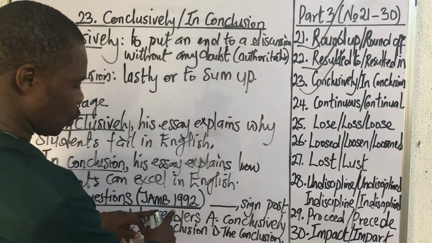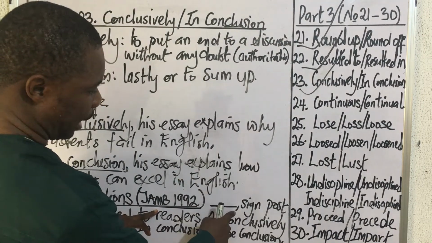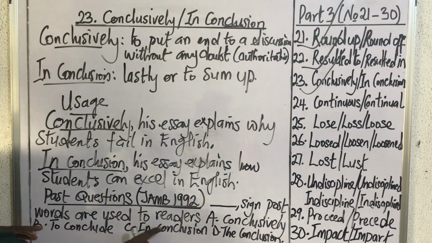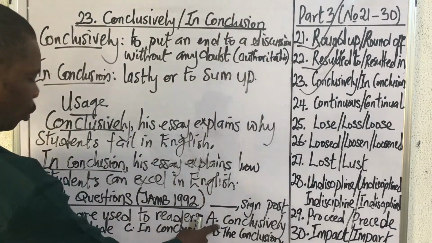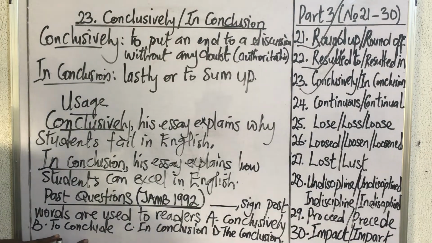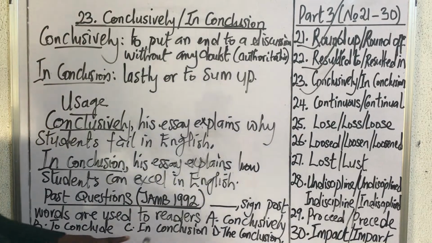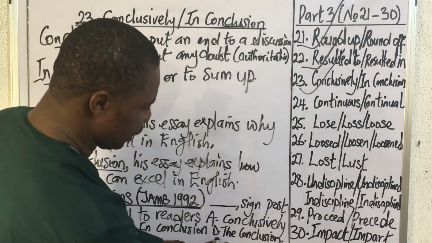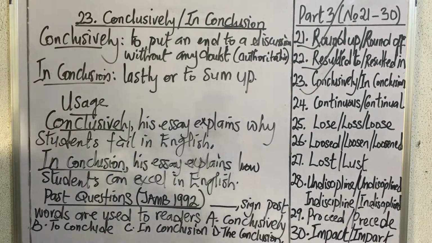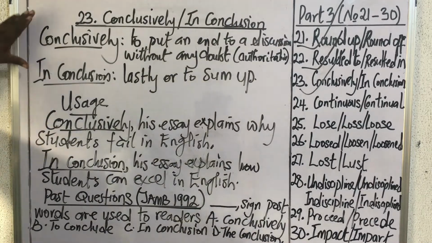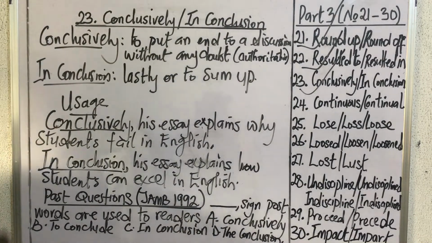Jam 1992. Dash, comma, signpost words are used to readers. A. Conclusively, signpost words are used to readers. To conclude, signpost words are used to readers. In conclusion, signpost words are used to readers. The conclusion, signpost words are used to readers. Right. So now, this is a test of conclusively and in conclusion.